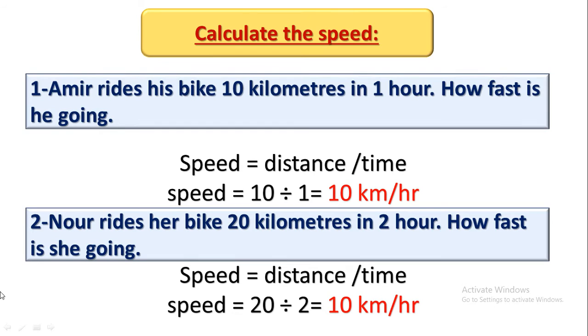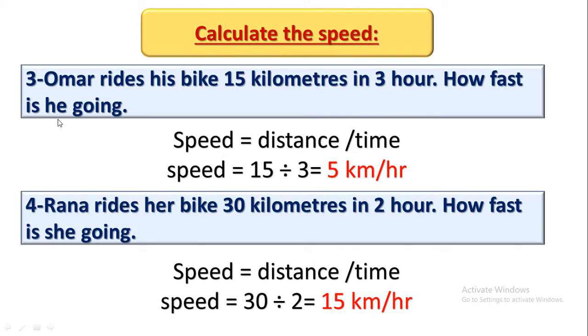Okay, number 2. Noor rides her bike 20 kilometers in 2 hours. How fast is she going? The speed equals again distance divided by time. The distance equals 20 kilometers. The time equals 2 hours. So 20 divided by 2 equals 10 kilometers per hour. Excellent, super.